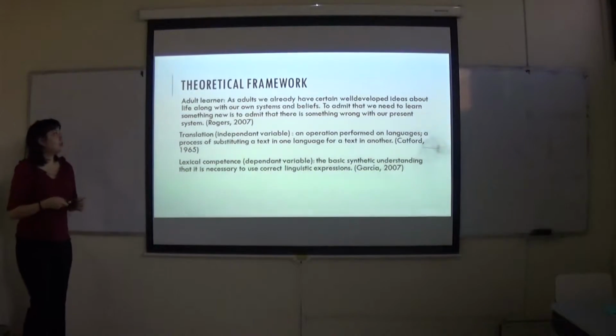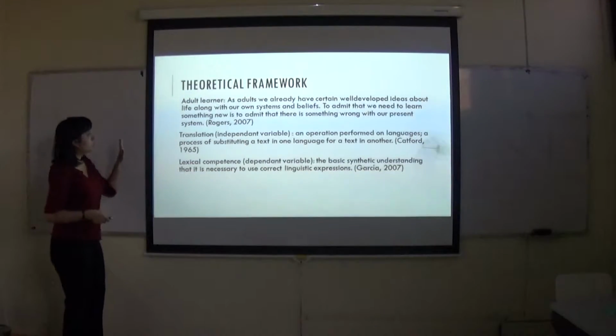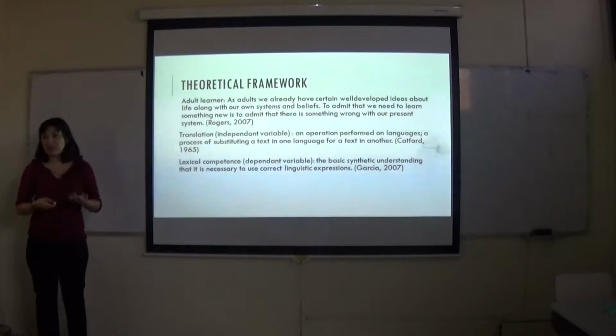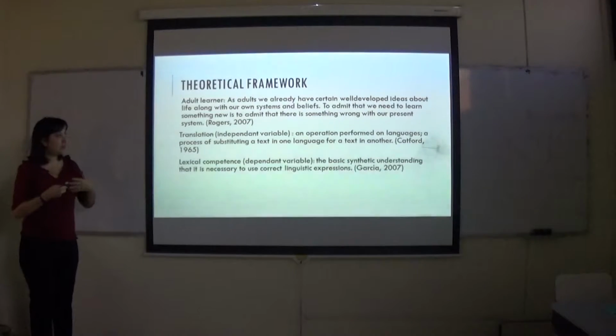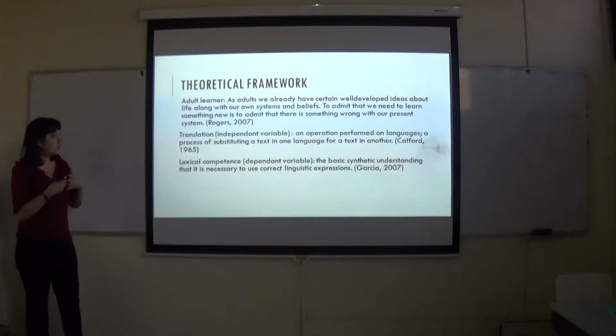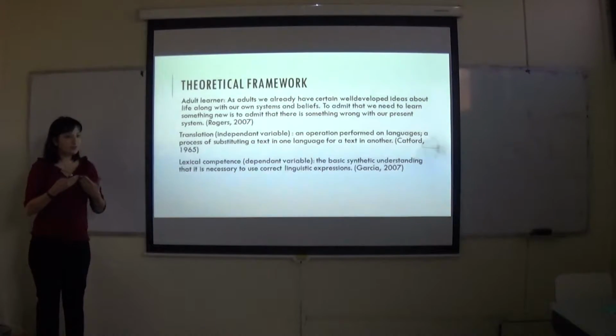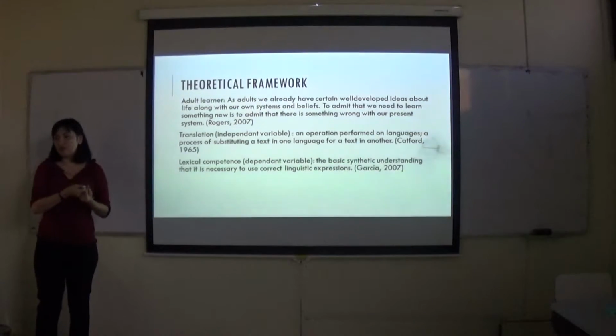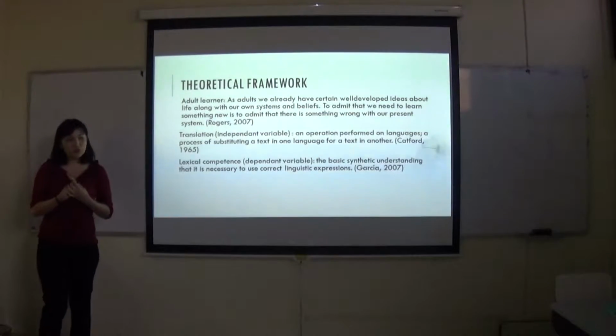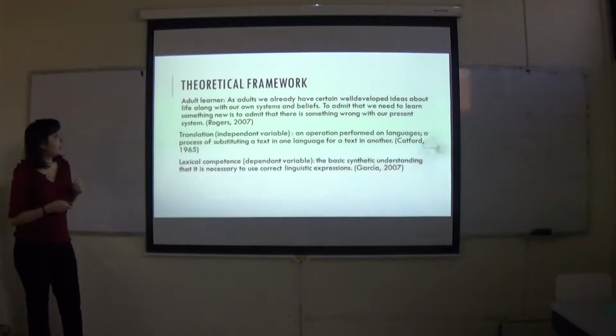The theoretical framework is important to define which are the samples, in this case adult learners. Adult learners are said to have developed ideas, and they are in sync with their own system of beliefs. For example, adult learners are different than younger learners in the sense that they have a clear idea of what they know. So they have their own system of beliefs, and to admit that we need to learn something new is to admit that there is something wrong with the present system.